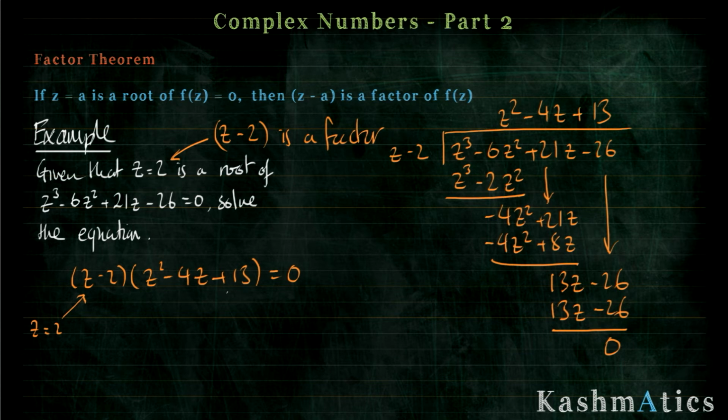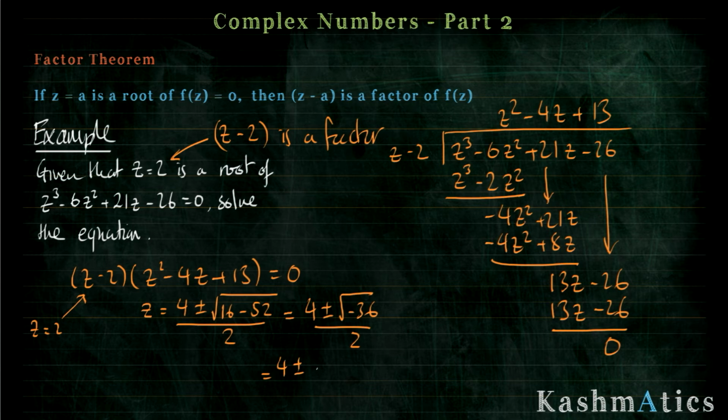Now I can see straight away that I can't factorize this. There's no factors of 13 which will give me a minus 4. So what I do is go straight for the quadratic formula. So I go z equals 4 plus or minus the square root of minus 4 squared, which is 16, take away 4ac, that'll be minus 52, over 2, and let's simplify that. That gives me 4 plus and minus the square root of minus 36 over 2, which is 4 plus and minus 6i over 2, which is going to be 2 plus and minus 3i.